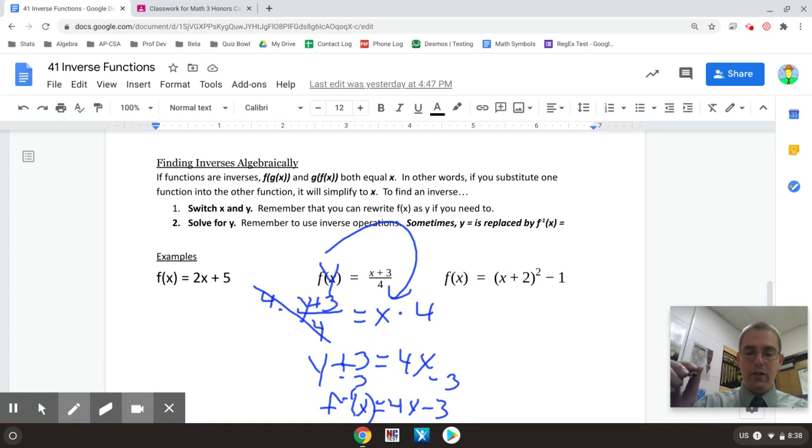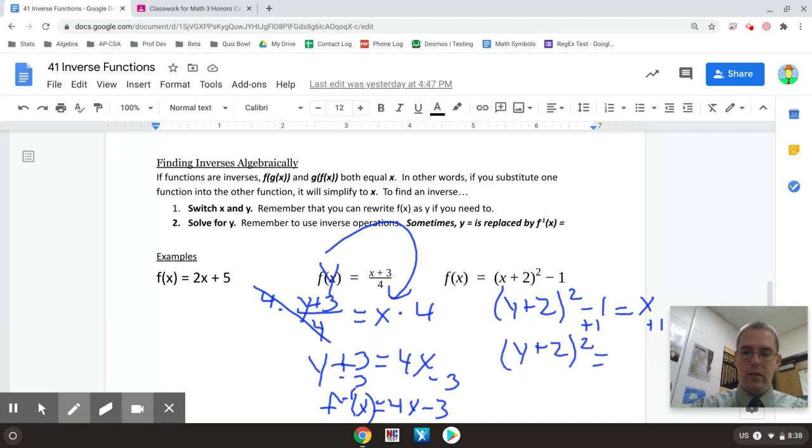On this one, it's got a little bit more going on with the square, but still, to find the inverse, I start by switching x and y. So instead of having x plus 2 squared, I have y plus 2 squared minus 1 equals x. Then I'm going to add 1 to both sides. So that's y plus 2 squared is x plus 1. Now, I cannot do anything about that parenthesis until I get rid of the square.